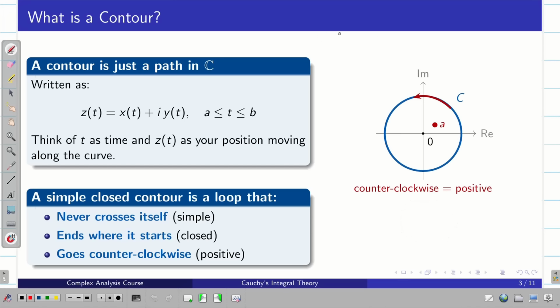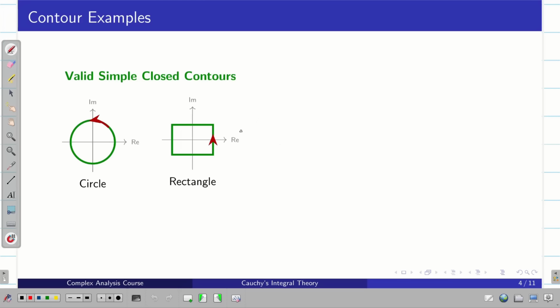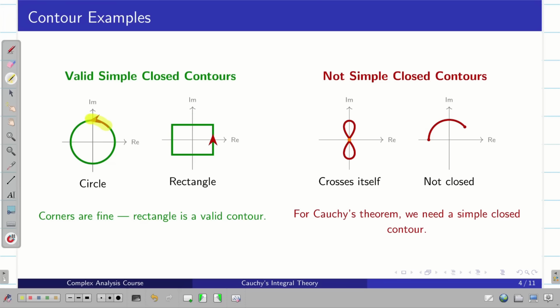Now we can see the pictorial representation. A circle is a simple closed contour because it never crosses itself. The starting point and ending point of the circle are the same, and the direction is counterclockwise. So it is a simple closed contour. We can see a few examples. Just now we saw a circle is a simple closed contour. Similarly, a rectangle is also a simple closed contour. But if you take a curve like this, it crosses itself, so it cannot be a simple closed contour. The second one is open, it is not closed. For Cauchy's theorem, we need only a simple closed contour.